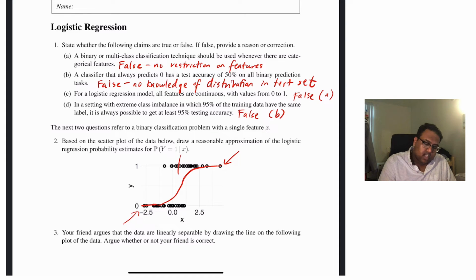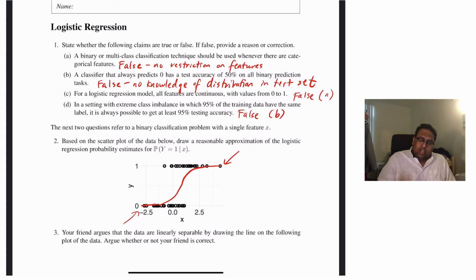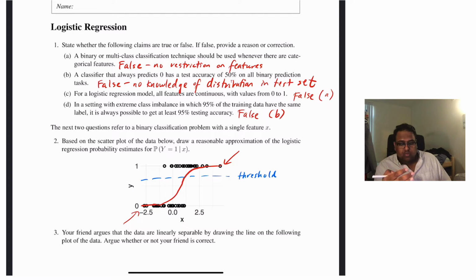Okay, and I guess this is a good opportunity to illustrate what I mean by having a threshold, right? And so if this is our estimate for the probability y is 1 given x, and let's say this is our threshold, if a probability is above this threshold, we'll classify our point as being in class 1, and if it's below this threshold, we'll classify it as belonging to class 0.